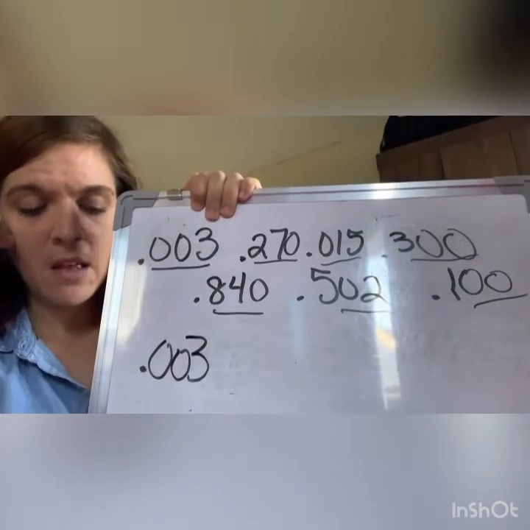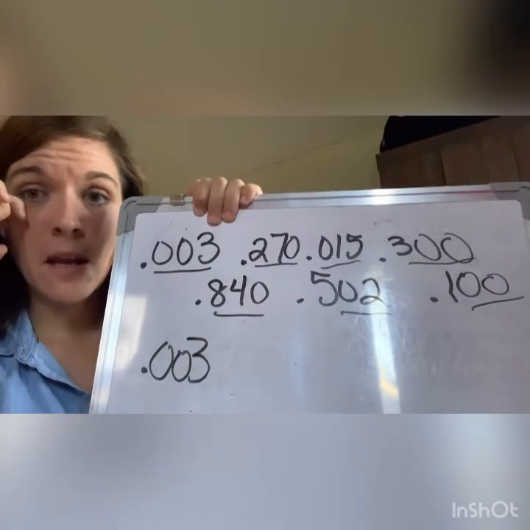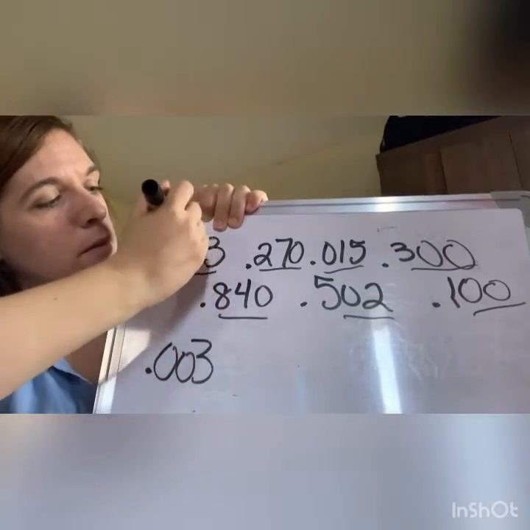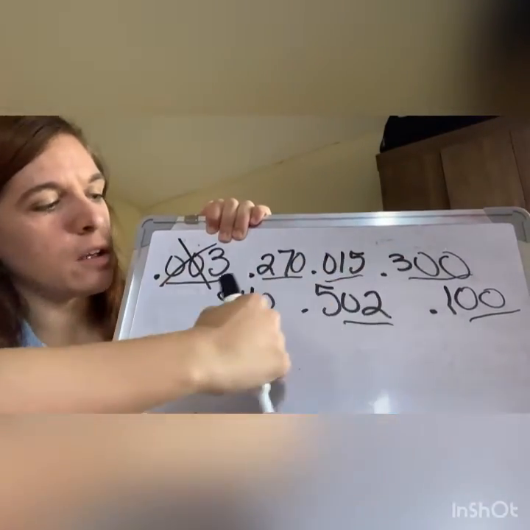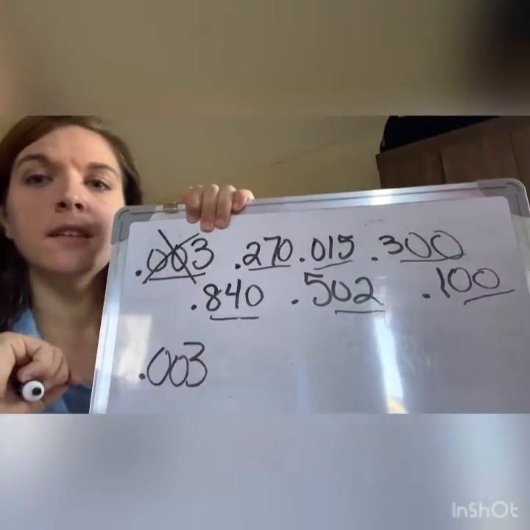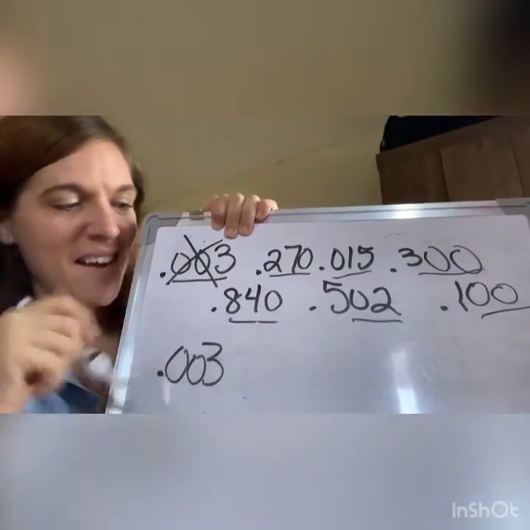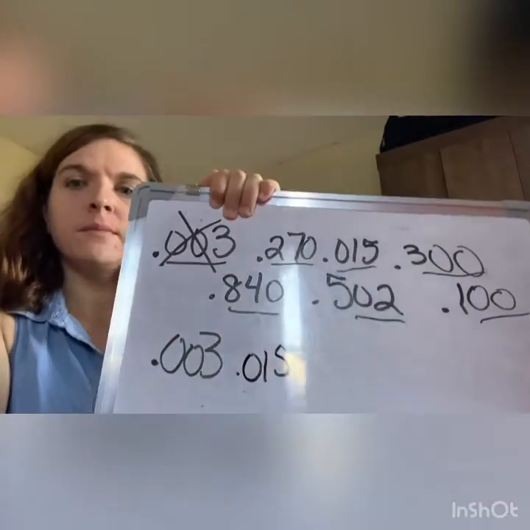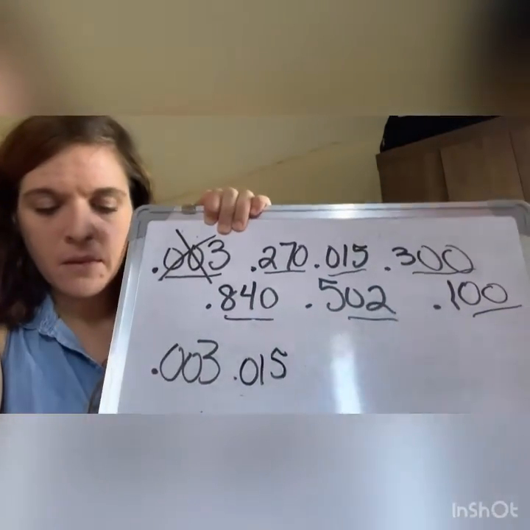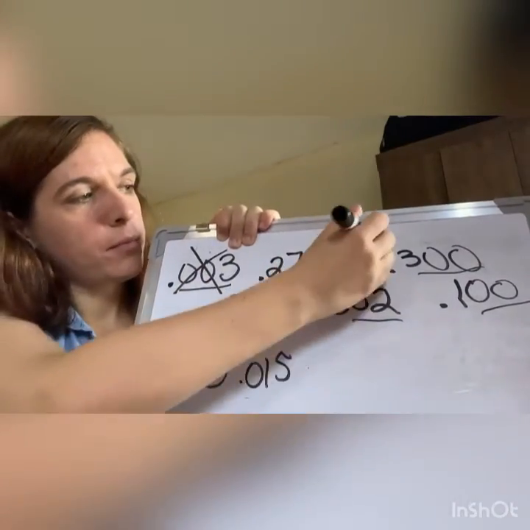Okay? What's the next number? Cross this one out. What's the next number? 270, 15, 300, 840, 502, 100. 15. Okay? So let's put that there. 0.015. Okay, next one. Cross it out.